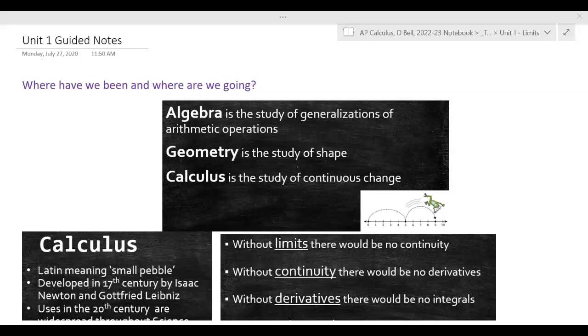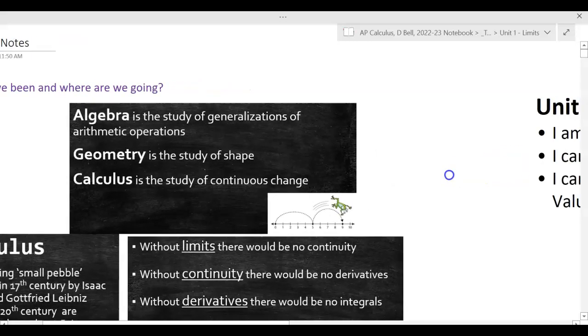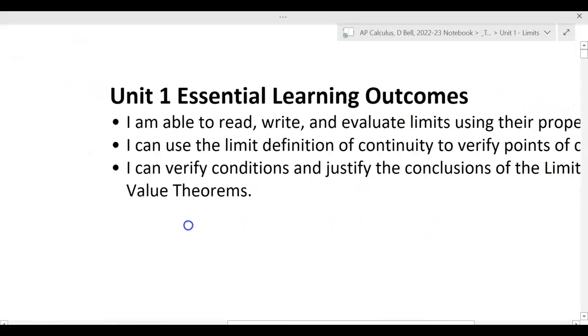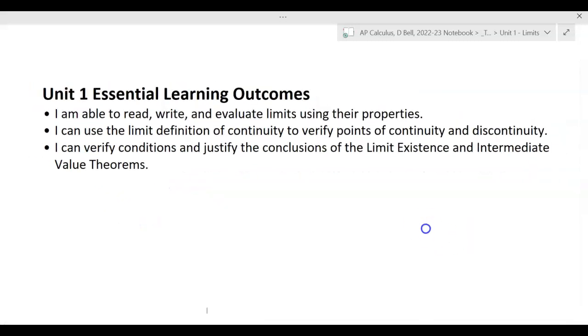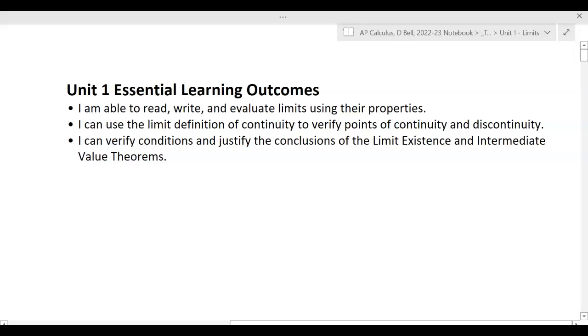Okay, Unit 1 guided notes. So Unit 1 is all about limits. Let's look at the essential learning outcomes first. So these are the main things that we need to understand in Unit 1. Being able to read, write, and evaluate limits using their properties.